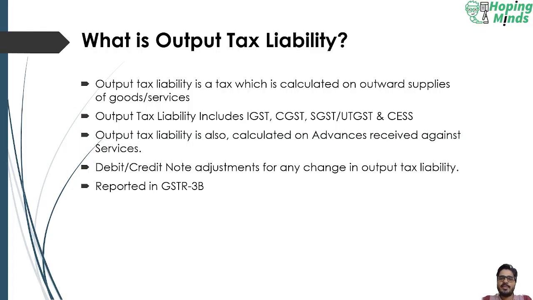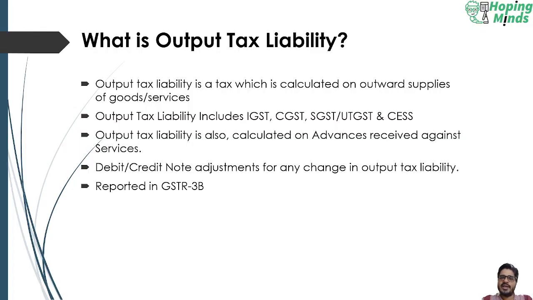Next, output tax liability is also calculated on advance received against services. So in case of services, GST has to be paid on receipt basis on value exceeding rupees 2 lakhs. So any advances against services to be provisioned must be considered in the GST return and taxes has to be paid on such advances.